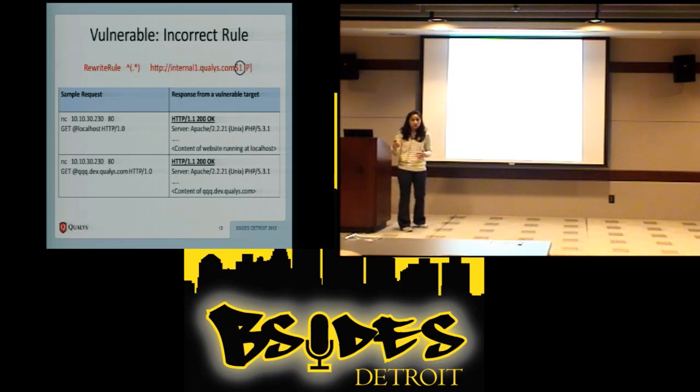Now this particular rewrite rule, because this server is set up as an Apache reverse proxy, is going to try and match the URI to our regular expression. So this particular URI @localhost would match this regular expression, and then as we spoke about, it's going to be assigned to $1, right? So your final request is internal1.qualys.com@localhost. Now can you guys tell me why the web server returned 200 OK and why it gave you the content of the website running at localhost?